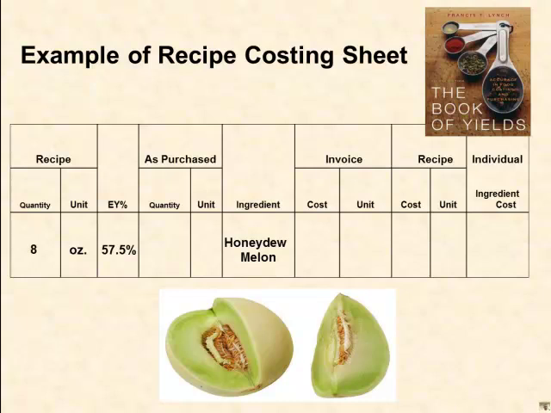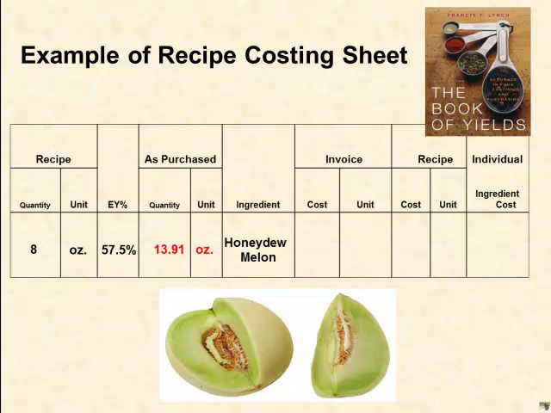Okay, it's at the top, one's at the bottom, so we divide 8 by 57.5%, which tells us that we need 13.91 ounces. So we need to purchase 13.91 ounces because we're going to trim up 42.5% and throw it away, leaving us with 57.5% usable, which is our 8 ounces. So for every 8 ounces usable, we've got to buy 13.91 as purchased amount.